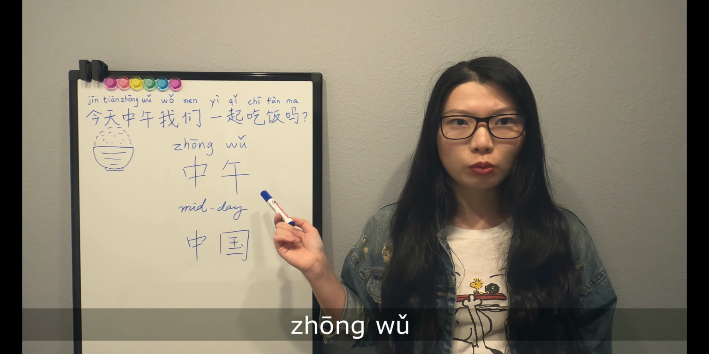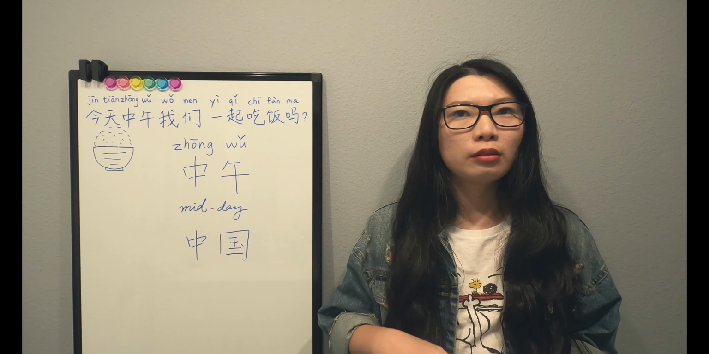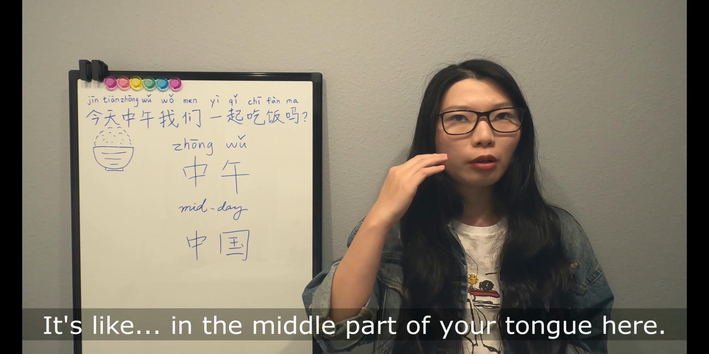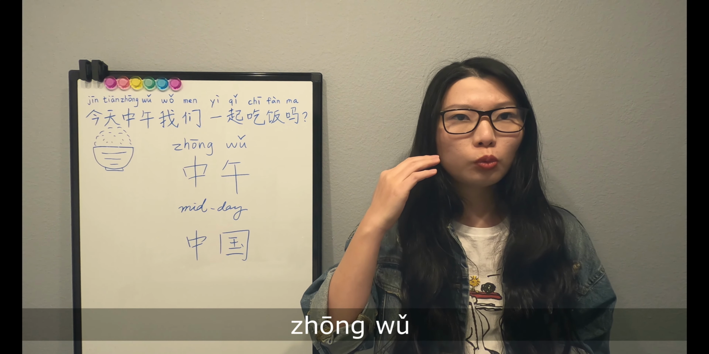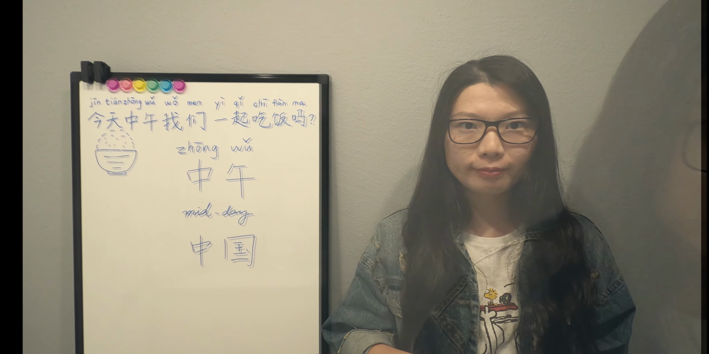So 中午, make sure that you do roll your tongue when you're saying 中. It's like in the middle part of your tongue here. 中午.